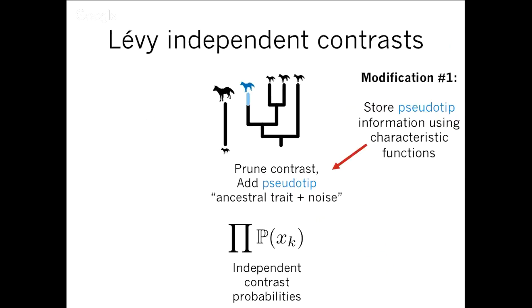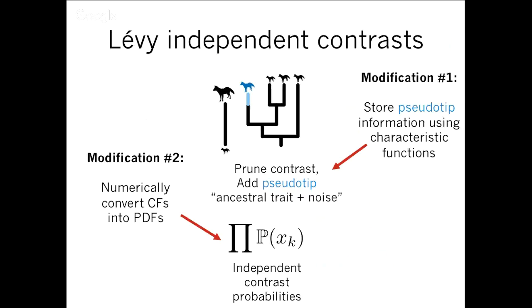So that's wonderful. Now, what's unfortunate with the Lévy processes is that we can't use the simple tricks of storing ancestral noise in terms of simple variance. In the original method you could store the ancestral trait noise as a mean and a variance, but with these Lévy processes, because of the existence of kurtosis, Josh and I weren't able to find a way to do that so simply. Instead we developed a method that stores this pseudotip information using characteristic functions. And characteristic functions you can think of as an alternative representation of a probability density function.